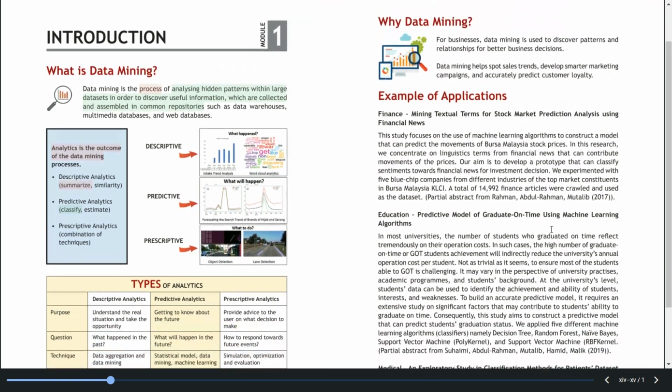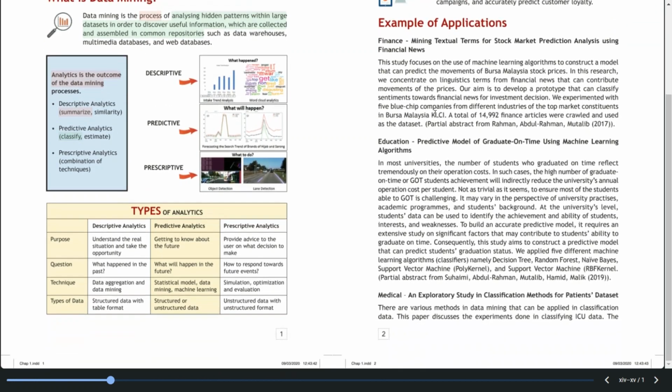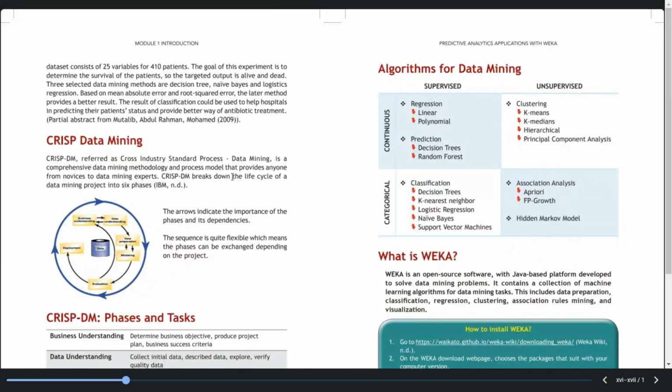Okay. So boleh baca ni. And tepi ni dia cerita pasal why data mining. Sebab kita discover patterns and relationship for better business decision. And example of applications, there are some examples. Boleh baca juga. Later you can read by your own. Even we have done it previously during the subject ISP620, and you dah buat dalam ISP642.